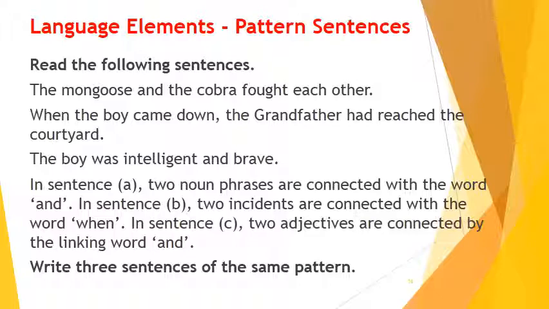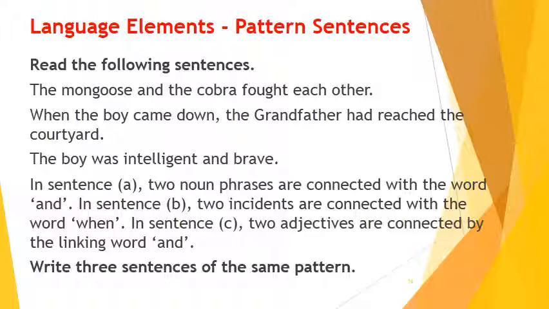When the boy came down, the grandfather had reached the courtyard. So here, there are two incidents: the boy came down is one incident, the grandfather reached the courtyard is another incident. Two incidents are connected with the word when, and see, in the second sentence we use had. Grandfather had reached the courtyard.